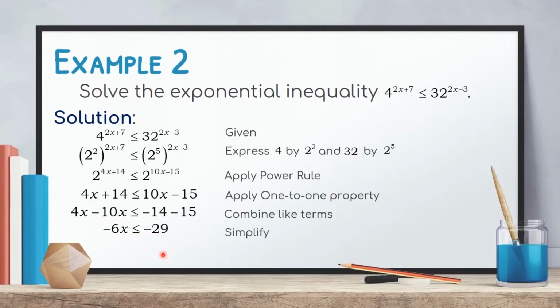But since our divisor is again a negative number, we need to change the inequality symbol. Remember that this only happens when we divide both sides of the inequality by a negative number. If it is a positive number, then you do not need to change the inequality symbol. So in this case, since we have negative 6 as our divisor, less than or equal to will become greater than or equal to. Finally, the value of x is greater than or equal to 29 over 6.